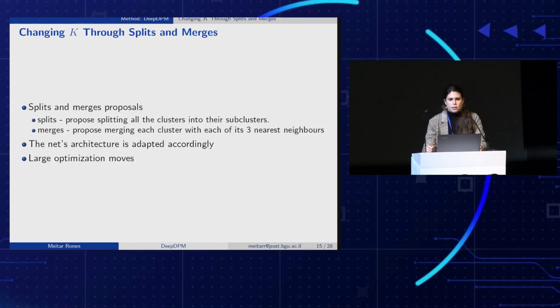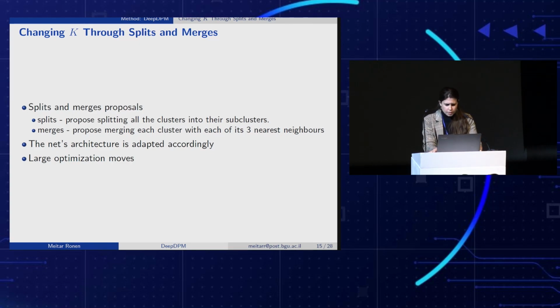Okay, and this is how we change the number of clusters. So for splits, we propose splitting all the clusters into their subclusters. And for merges, we propose merging each cluster with each of its three nearest neighbors. So we'll choose a maximum of one. Also, it's important to note that the network's architecture is adapted accordingly. So when we change the number of clusters, the architecture of the network itself changes. So if we think about, for example, the clustering network, the final layer has K neurons. So now we need to adapt that layer. We do it dynamically as training progresses.